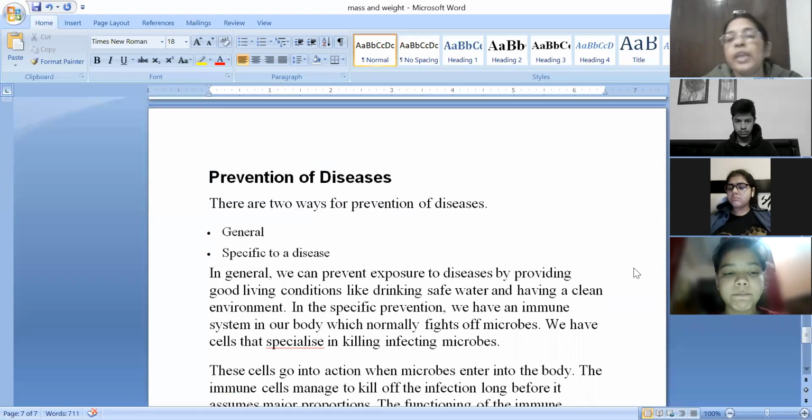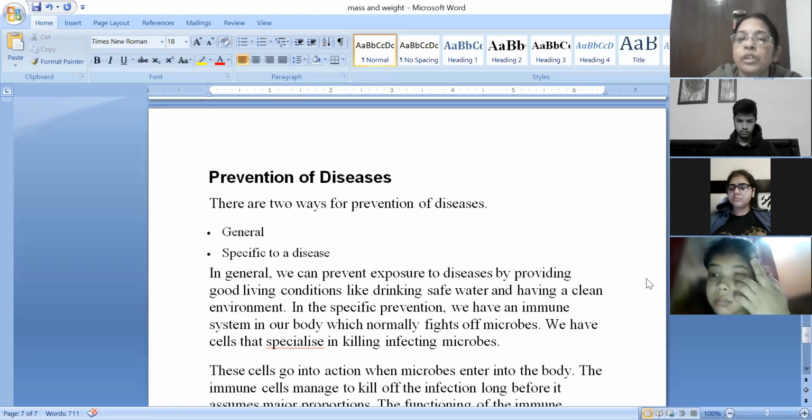Now, there are two ways to prevent a disease. If you don't want the disease to occur, there are two ways. One is a general way, another is a specific way for a disease. In general, children, we can prevent exposure to the disease by providing good living conditions like drinking safe water and having a clean environment. In specific infection, we have an immune system in our body which normally fights off the microbes.